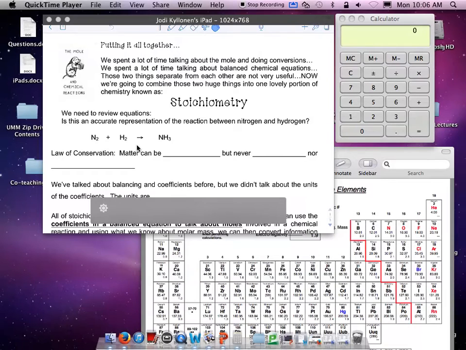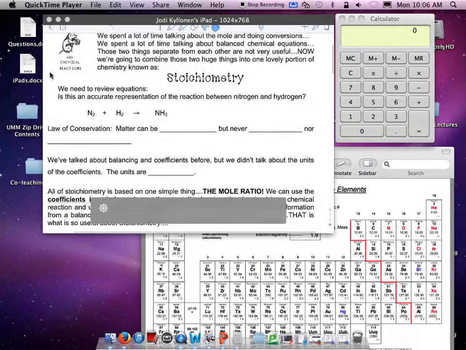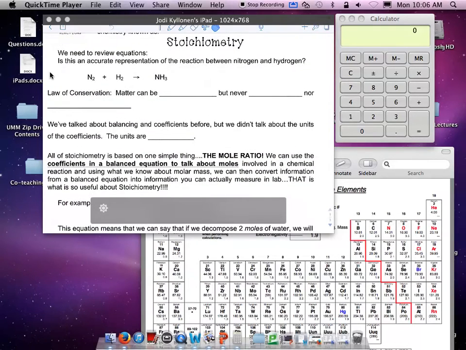And those two ideas separately, though you could make an argument they have some place in chemistry, really by themselves they don't make a lot of useful stuff in chemistry. So what we're going to be doing is combining a balanced equation with mole conversions, and you'll see that together there is an actual very useful and practical use, which is known as stoichiometry. So before we get into it, let's talk a little bit of review. We're going to review equations really fast.